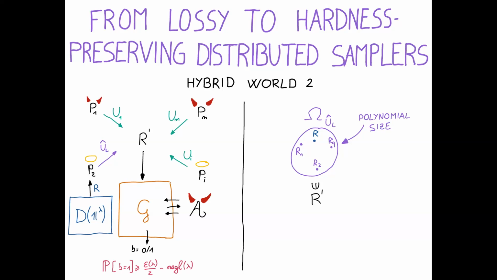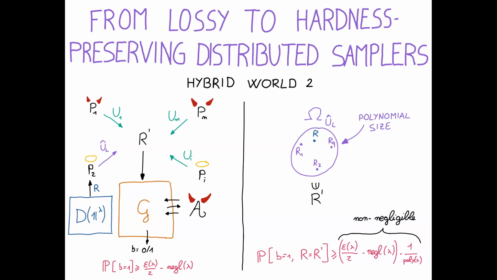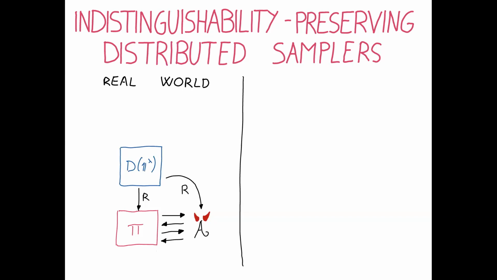But now something interesting happens, because the set omega of U2 is small, it's polynomial in size. So the adversary will end up choosing R prime to be equal to R with inverse polynomial probability without even realizing it. And so if we consider the probability that the adversary wins and R is equal to R prime, this will be non-negligible. But now we reach the contradiction, because if R is equal to R prime, the challenge of this game is an ideal sample, and we assume that the game was hard to start with. So we have an adversary that wins the search game with non-negligible probability. And so this is the end of the proof. That's all about hardness preserving distributed samplers.